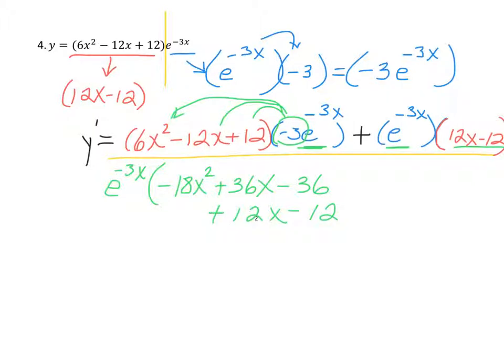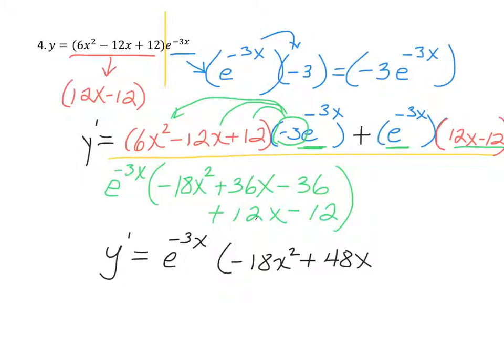So when we combine all of this, we have y prime is equal to e to the negative 3x times negative 18x squared, 36 plus 12 is 48x, and negative 36 plus negative 12 is negative 48. And this is more likely the answer that my math lab is going to say is the correct answer.